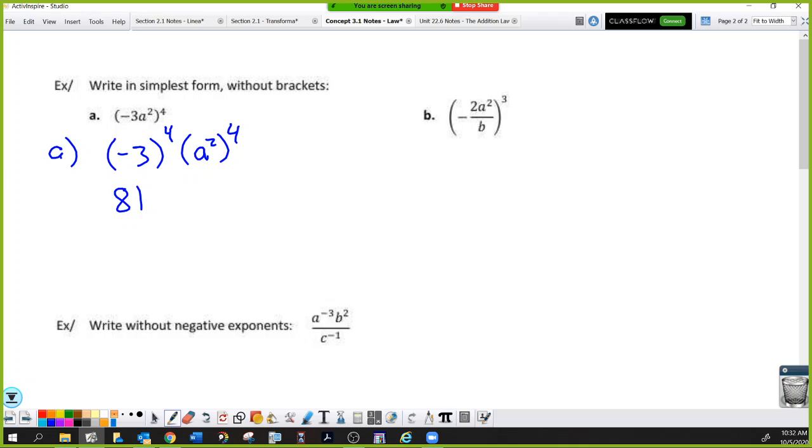81. And the a squared to the 4th, whenever you raise a power to a power, what do we do with the exponents? Multiply. There it is. 81, a to the 8th.